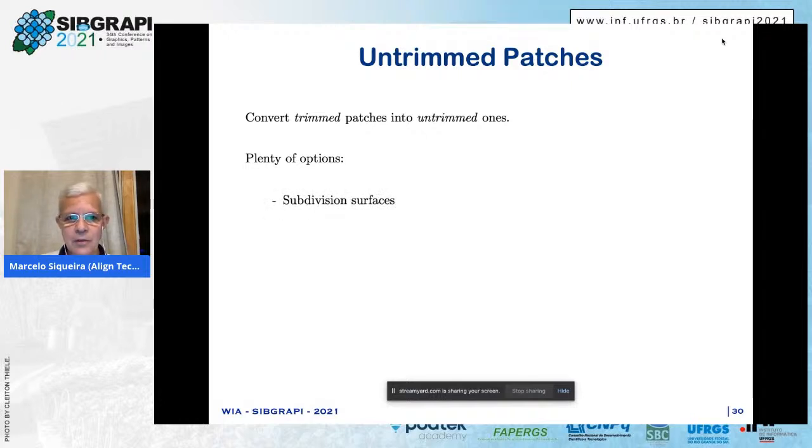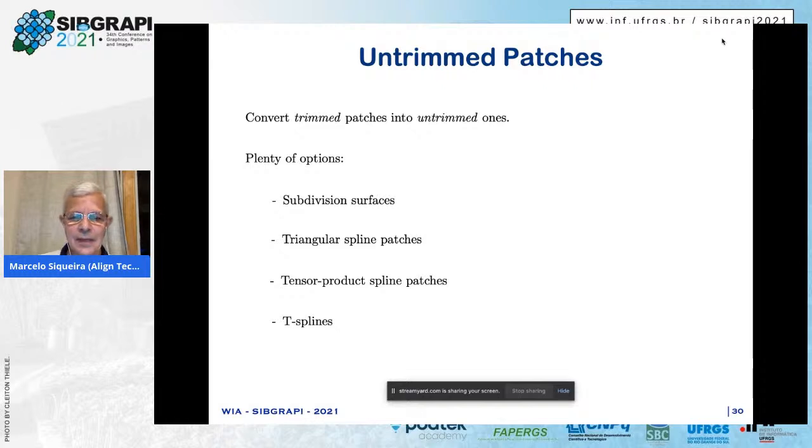We can use subdivision surfaces. We can use triangular spline patches. We can use tensor product spline patches. And we can even use these splines, which is the favorite choice for the IGA community, and I'll comment more on that. But again, there are lots of issues with those options, and I would like to go and comment on each of them right now.